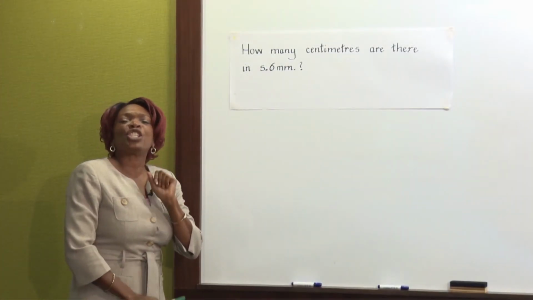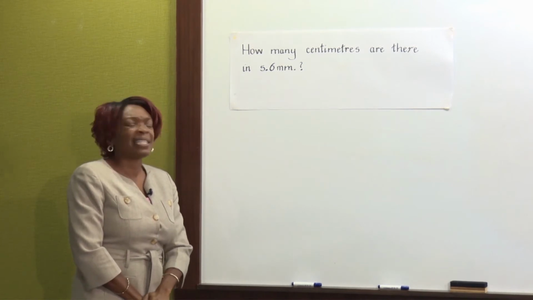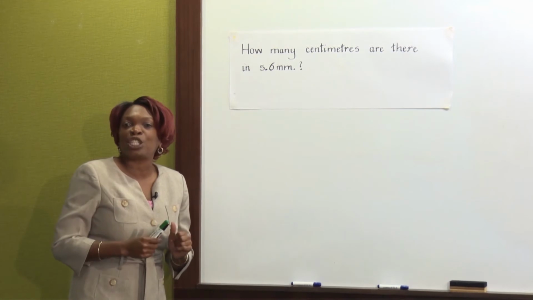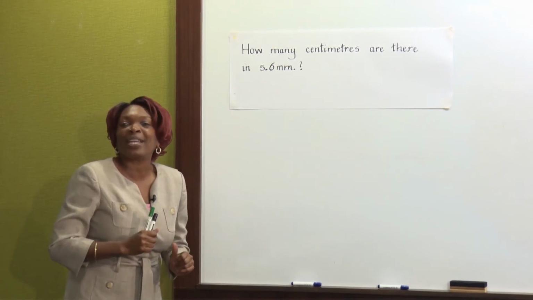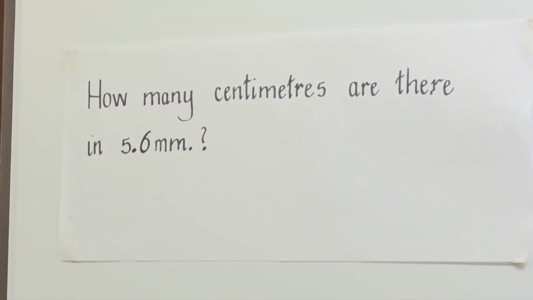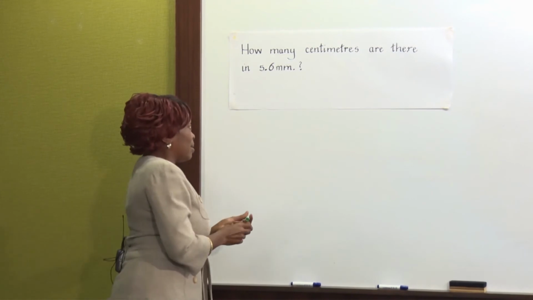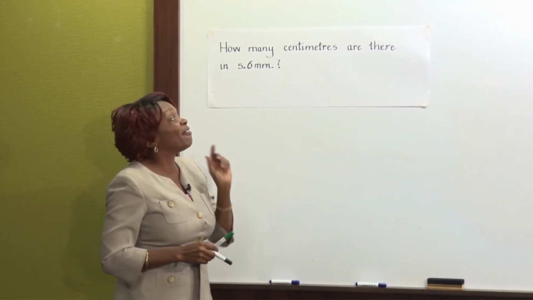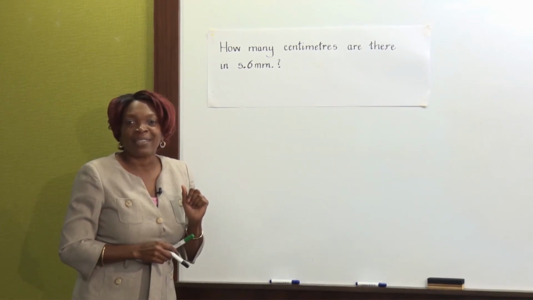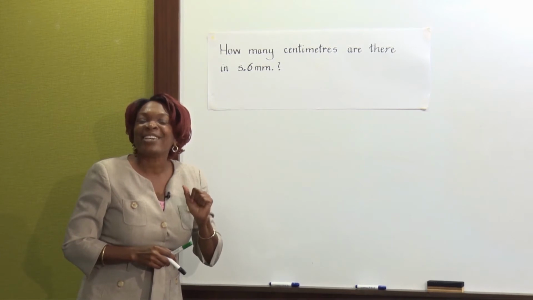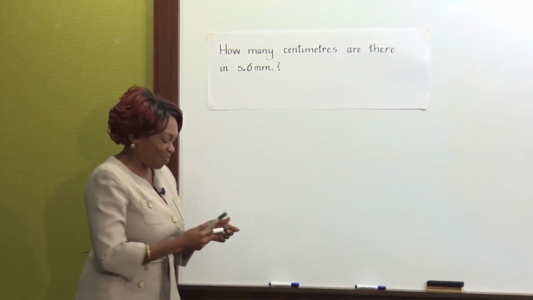Now, the question we want to ask ourselves is this. Are we changing from a smaller unit to a larger unit, or a larger unit to a smaller unit? Let's see. Well, we are given the 5.6 millimeters, and we are to change or convert to centimeters. So we are saying that we are changing from a smaller unit to a larger unit.